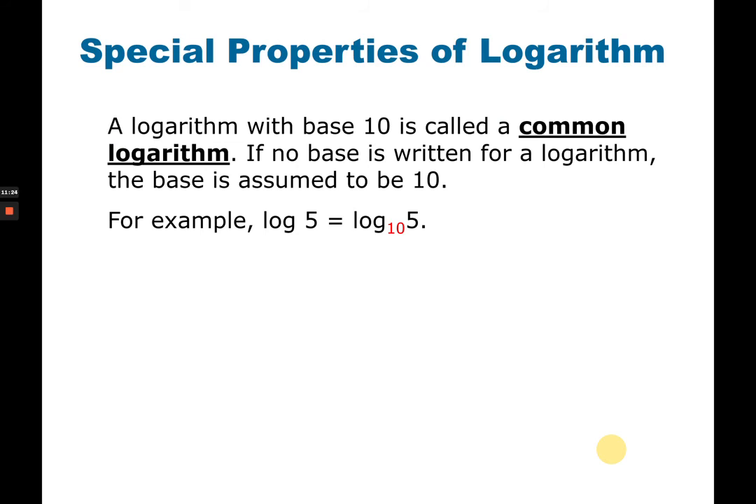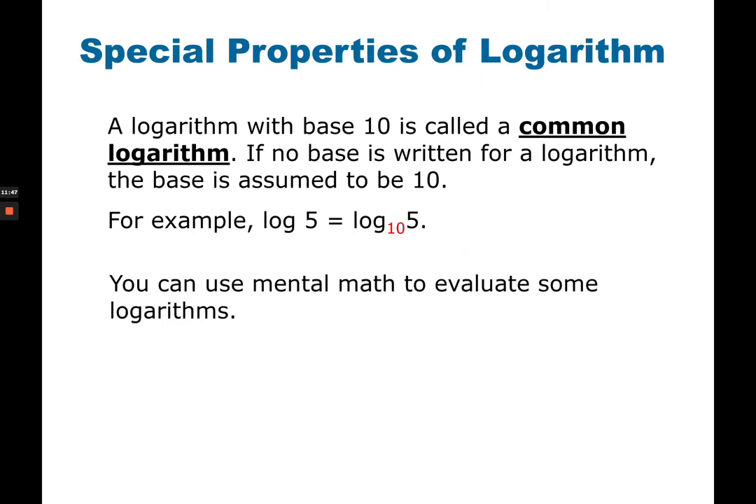A logarithm with base 10 is called a common logarithm. So this is the special case of your logarithm. If no base is written for logarithm, the base is assumed to be 10. This is what you need to watch out for. If there is no base, it is actually 10. If you have a variable and there's no number in front, it means there is 1. If you have a logarithm and there's no number, it means 10. The base is 10. You can actually use mental math to evaluate some special logarithm.